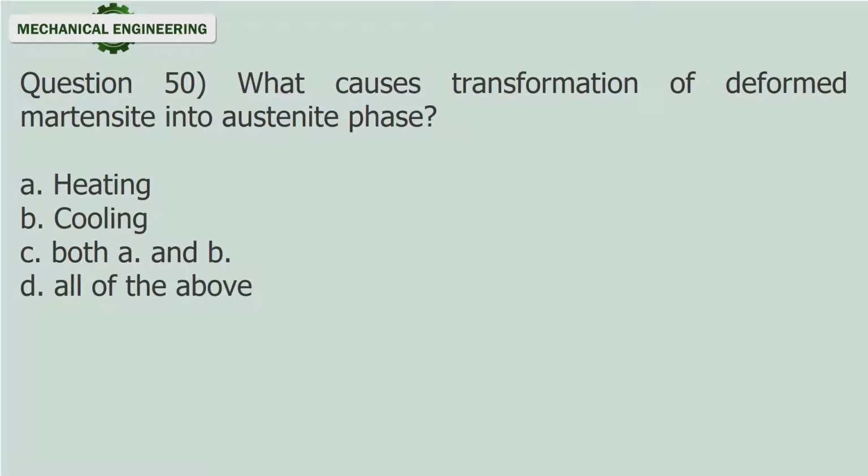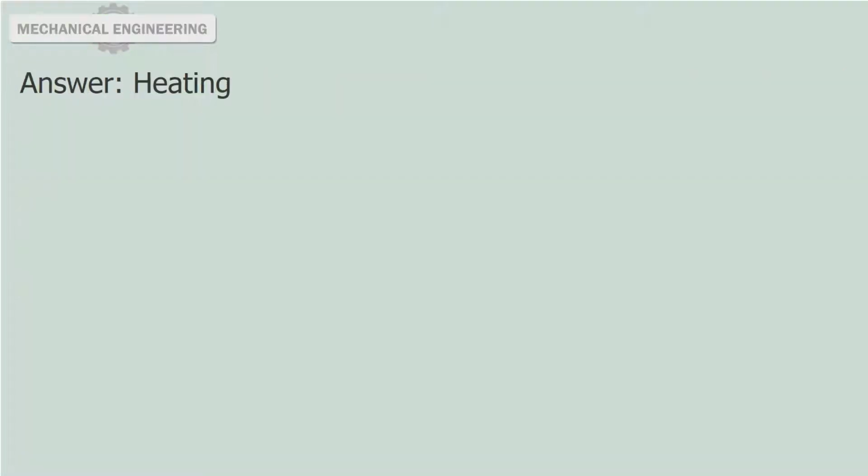Question 50. What causes transformation of deformed martensite into austenite phase? A. Heating. B. Cooling. C. Both A and B. D. All of the above. Answer: heating.